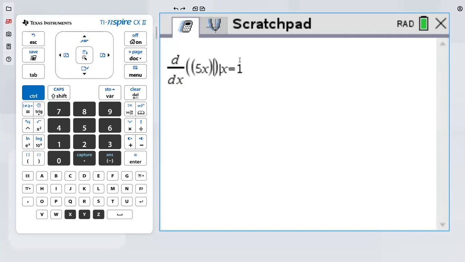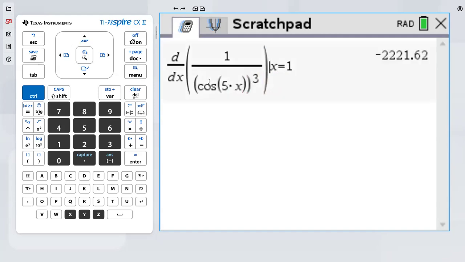So in that case, what will we do? 1 by cos. So go for this fraction form. 1 by, first use the bracket and raise it to the cube. Then cos 5x, and use the parenthesis. This way we can do it. And we got something like this. At x equal to 1, the derivative of this function is negative 2221.6. That's simple. Let me clarify the same example with Desmos here.